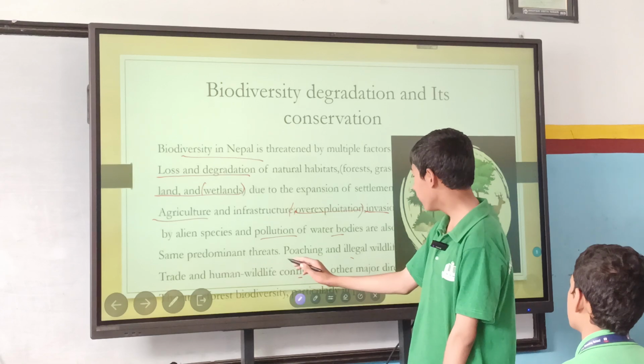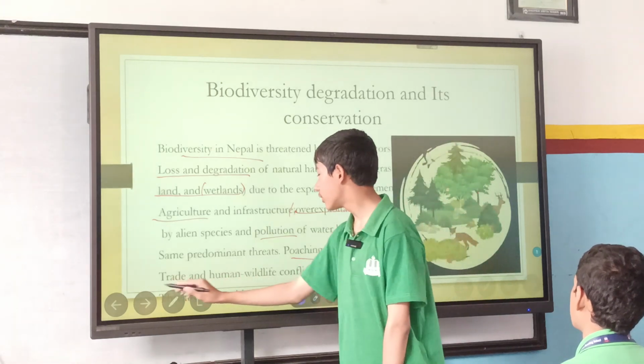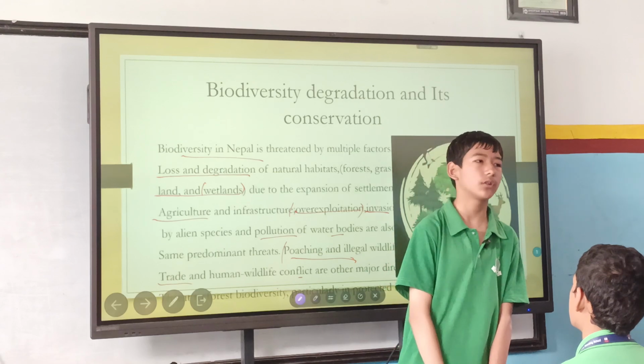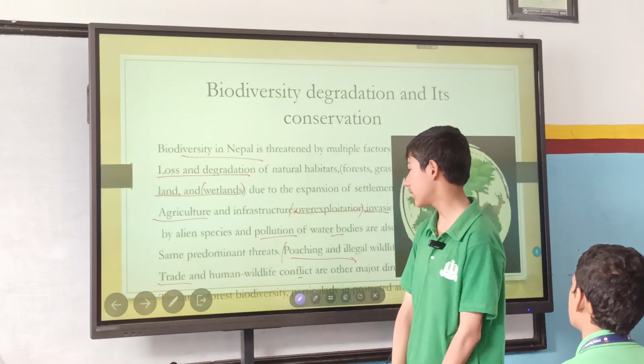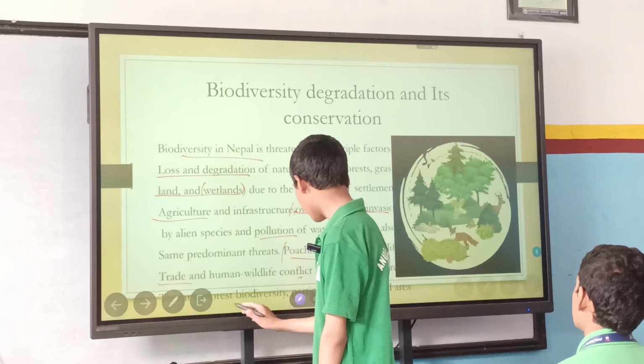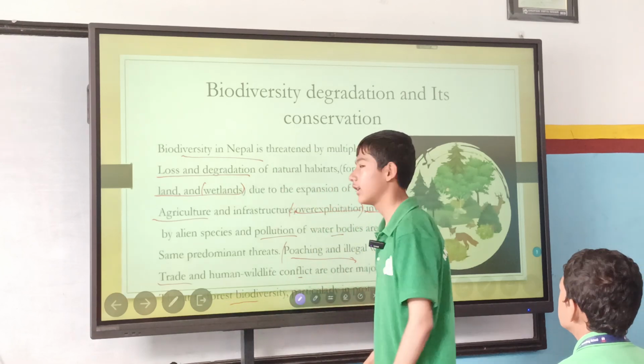Poaching and illegal wildlife trade: poaching, illegal cutting of trees, selling or killing animals for their fur, skin, bones, etc. And threat to forest biodiversity, particularly in protected areas.